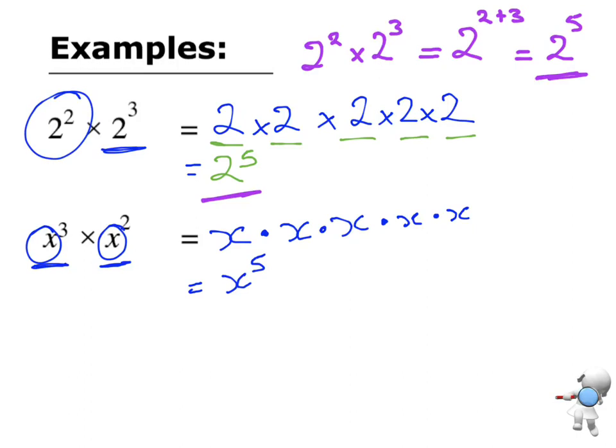Using the rule, I would have kept it at this and said, right, the base is the same, and then I'm going to add the powers, and that will give me also x to the power of 5.